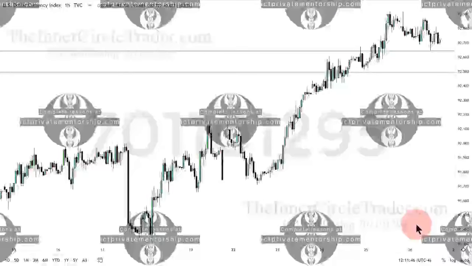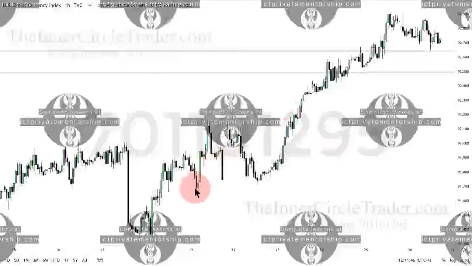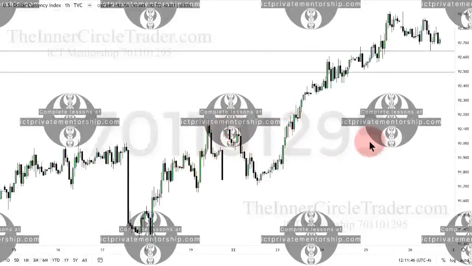Hourly chart for the dollar index. Nice consequent encroachment, as I mentioned in the previous discussion. Buy side liquidity, that looks like it might get tapped soon. The only concern I have is if it needs to retrace. See this range in here? Divide that in half and extend it out in time.